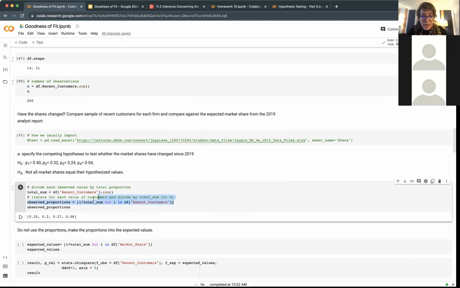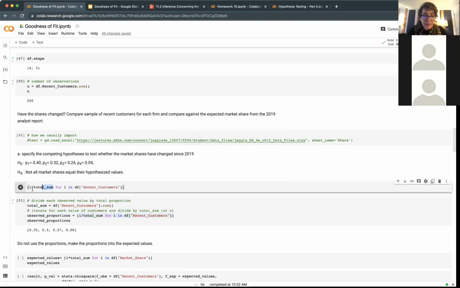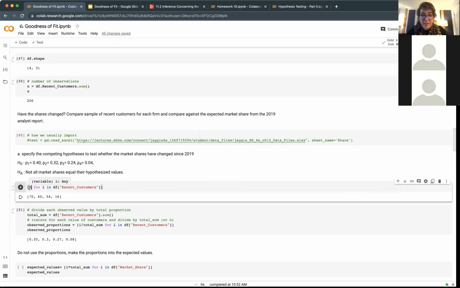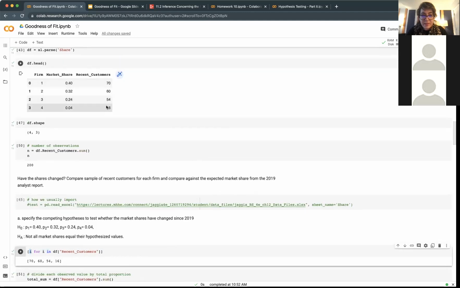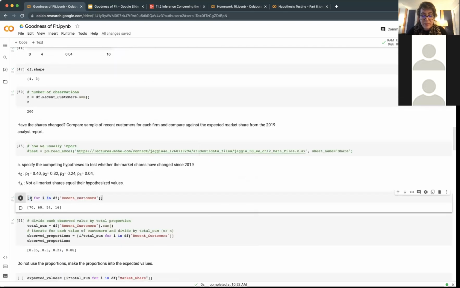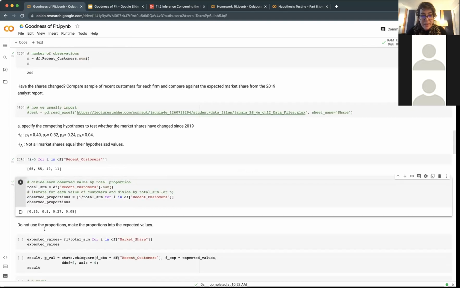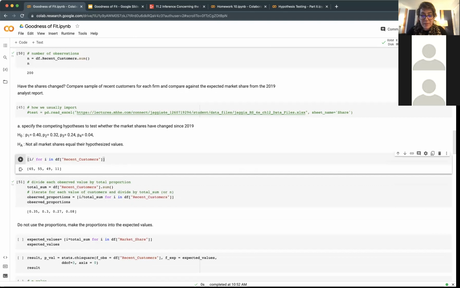So this little list comprehension takes each value for i. I'll just bring this out here because this is really handy when we're doing lots of things over and over again. For any value of i in this column, this is just returning it. So we see that here: 70, 60, 54, 16. But even if we wanted to add 5 to each, we could do that with this list comprehension. So we can do lots of things on this column and save it as a list. In this case, I just divided each value in this column by 200, which was n.